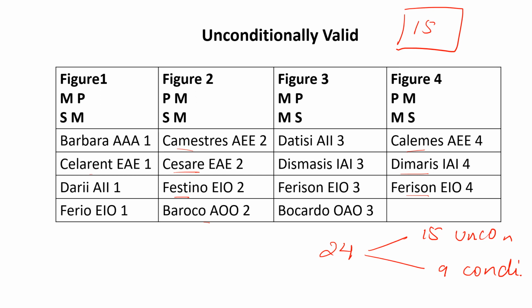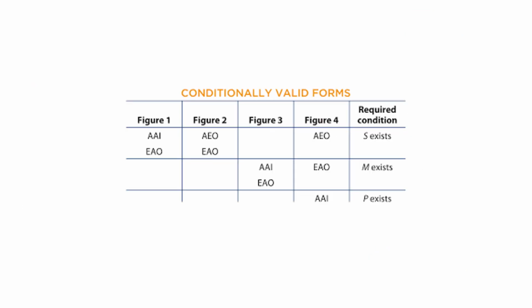Okay, so now you understood, students, these are the 15 unconditionally valid syllogistic forms. Now these are the 9 conditionally valid syllogistic forms, which in figure 1 are AAI, EAO. Figure 2 is EAO, AEO and EAO. Figure 3 is AAI and EAO. Figure 4 is AEO or EAO and AAI. So this is all about moods and figures.